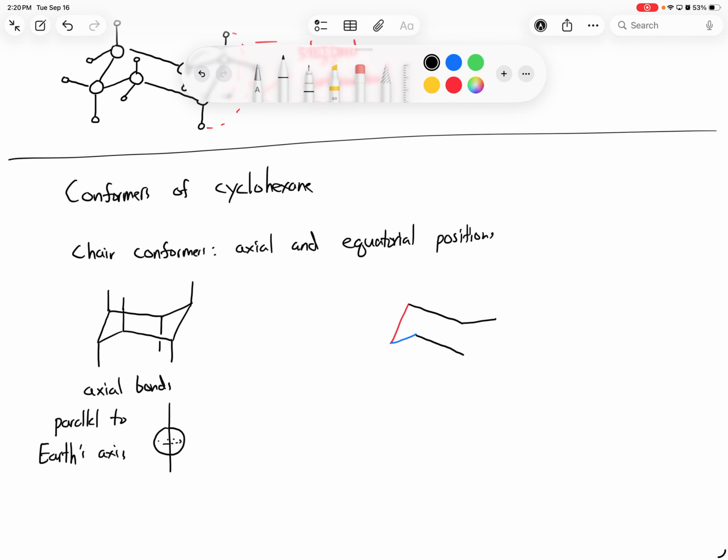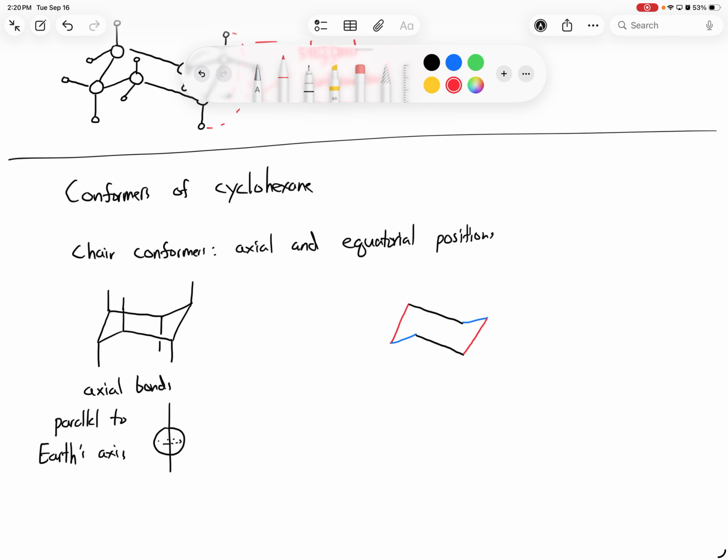Blue. Oops, not blue. Red. All right, so we have 3 sets of parallel bonds. So the bonds are parallel every third bond over, I guess.